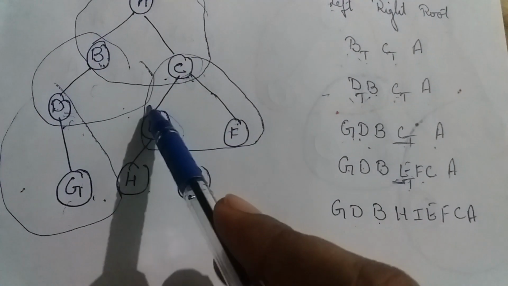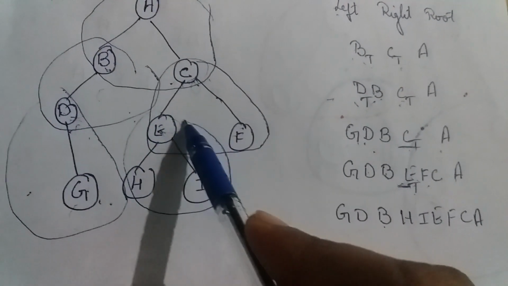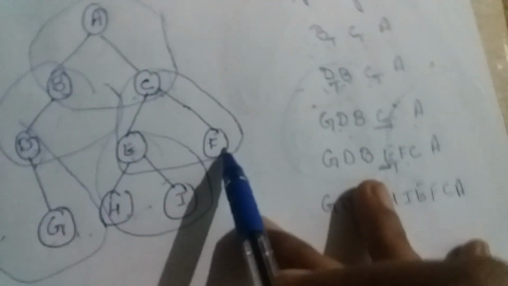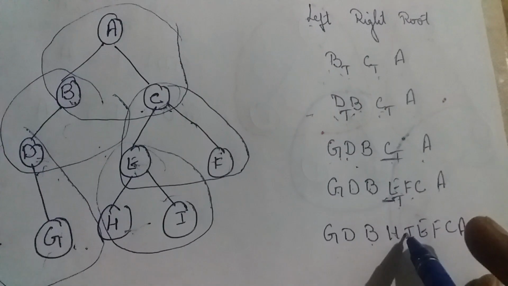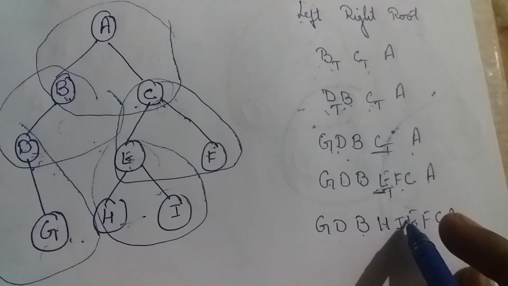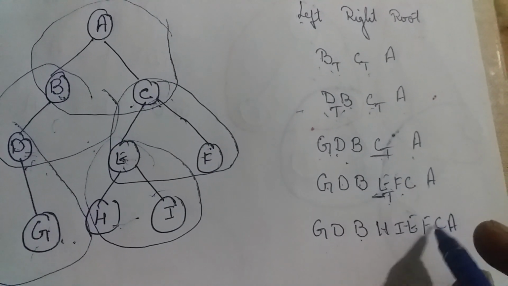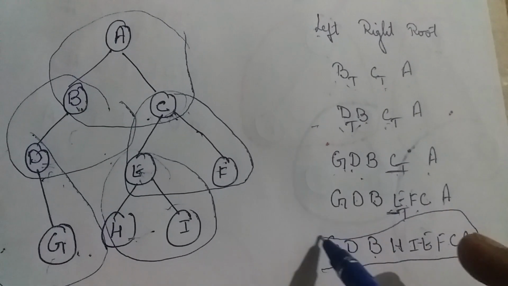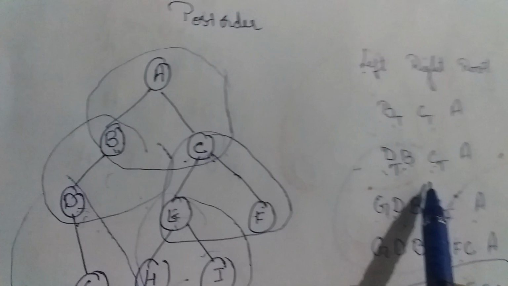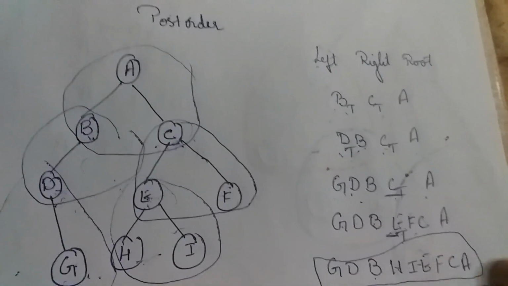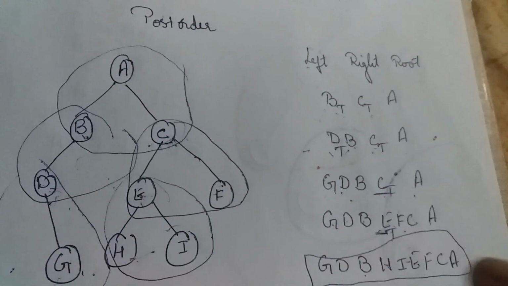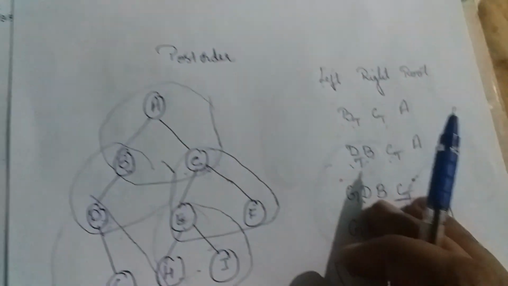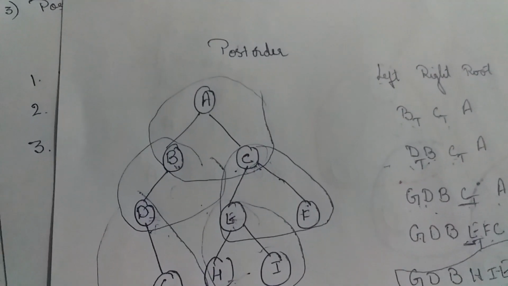Apply the same technique for this subtree, left, right and root, H, I and E. H, I and E I have written here. Then F is copied, C is copied, A is copied. This is the post order traversal for the given tree: left, right and root. Visit the left subtree, visit the right subtree and then visit the root node. This is all about traversal.